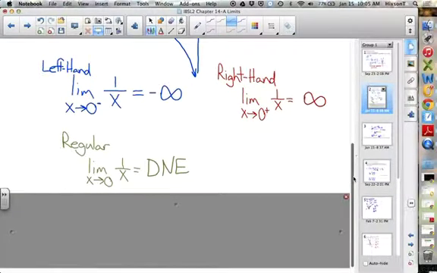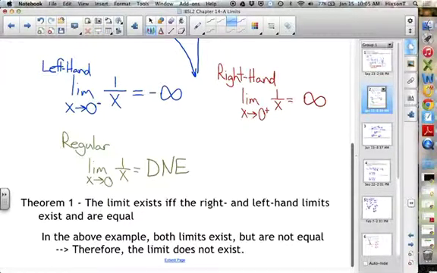But let's look at the theorem that we just kind of developed here. It's not proven by any stretch, but our basic theorem is this. The first thing we have to ask ourselves is, does the limit actually exist? And this theorem tells us how. The limit exists if and only if, that's what the IFF stands for, if you remember doing that stuff in geometry, the limit exists if and only if the right and left-hand limits exist and are equal. Okay? So both of them have to exist and both of them have to be equal. Okay. So in the above example, the limits both exist, but they're not equal, so the limit does not exist.